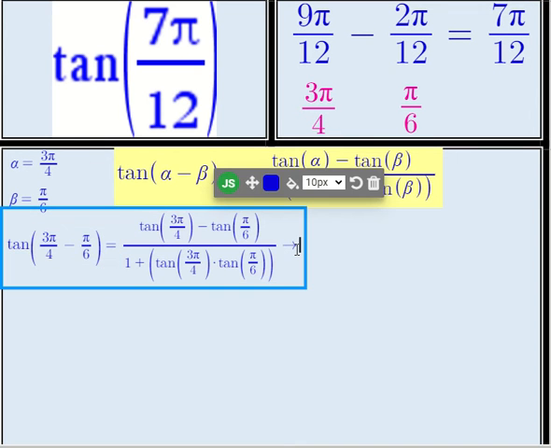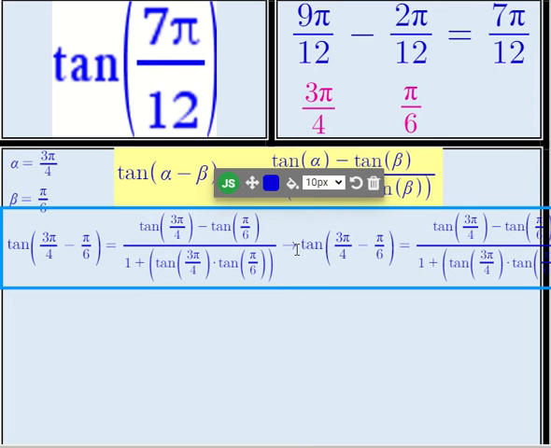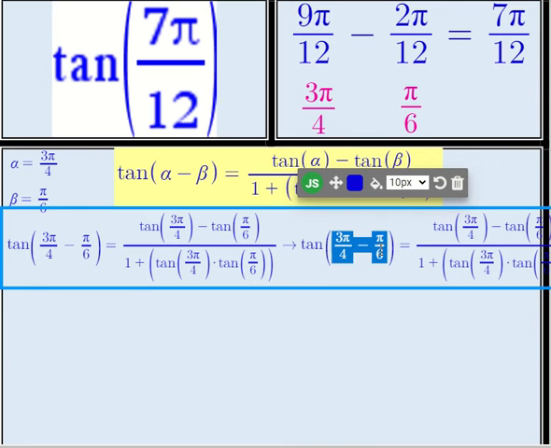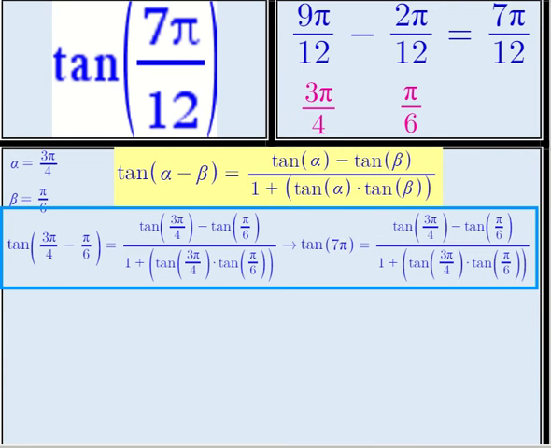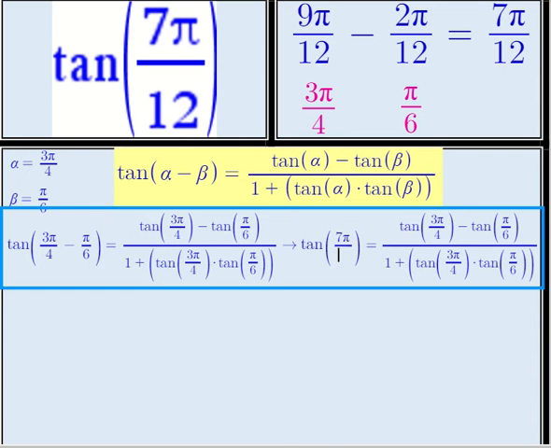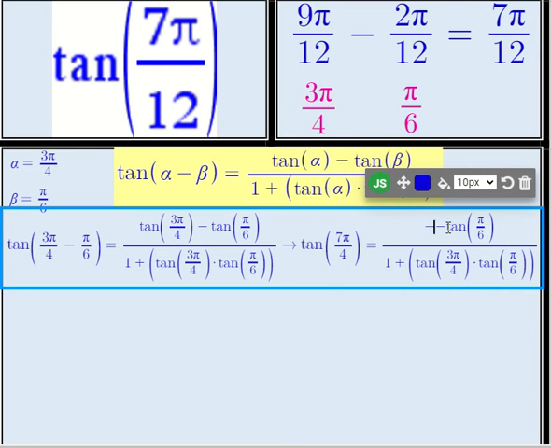Now, once we do our substitution, the next step is to actually do the calculation. So the first step here, the reason we're subtracting these is to get 7 pi over 4. And now we put in our calculations. So one of my favorite tangents, tan of 3 pi over 4, gives us a 1, but since it's in the second quadrant, it actually gives us a negative 1.